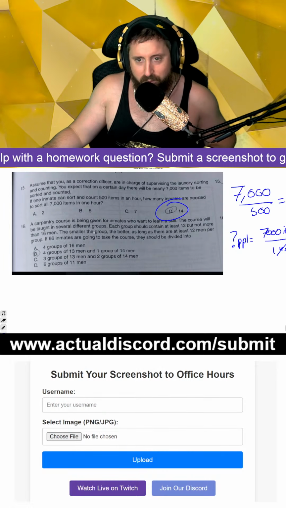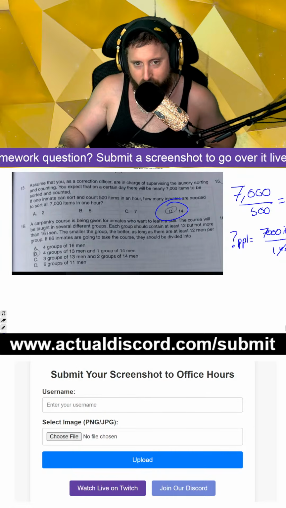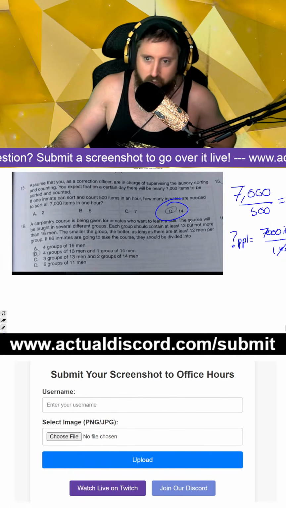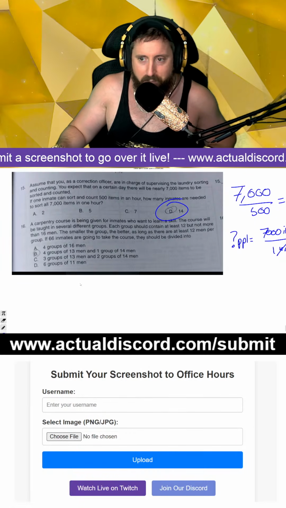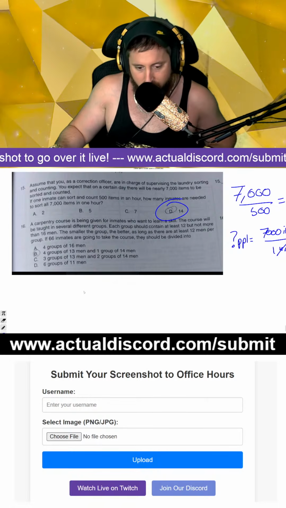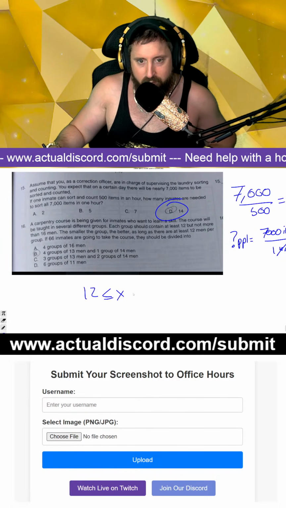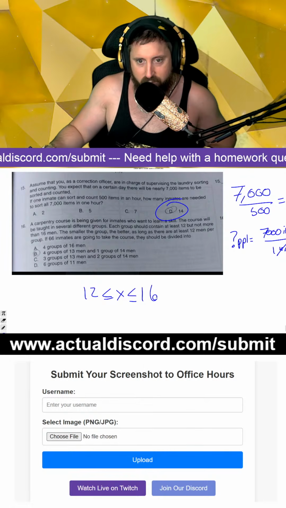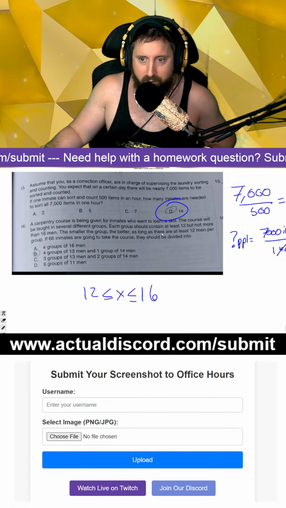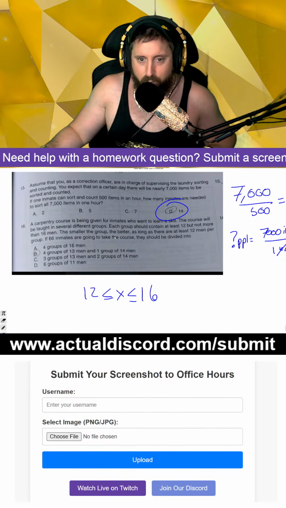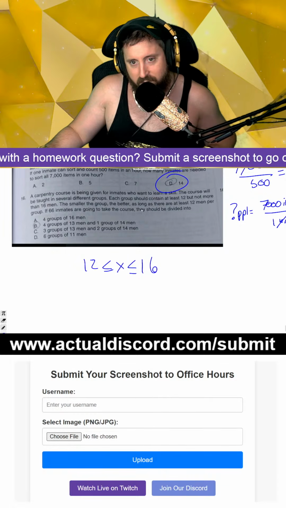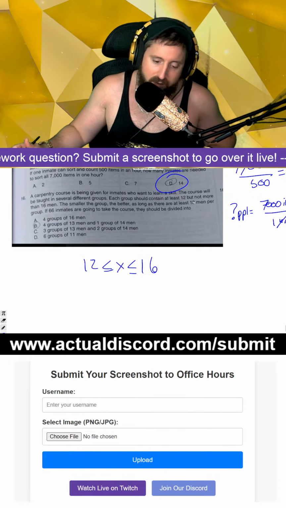A carpentry school is given for inmates who want to learn a skill. The course will be taught to 7 different groups. Each group should contain at least 12, but no more than 16. So I'm going to say X has to be between this. The smaller the group, the better, as long as there are at least 12 men per group. If 66 inmates are going to take the course, they should be divided into... Okay, this is cool.